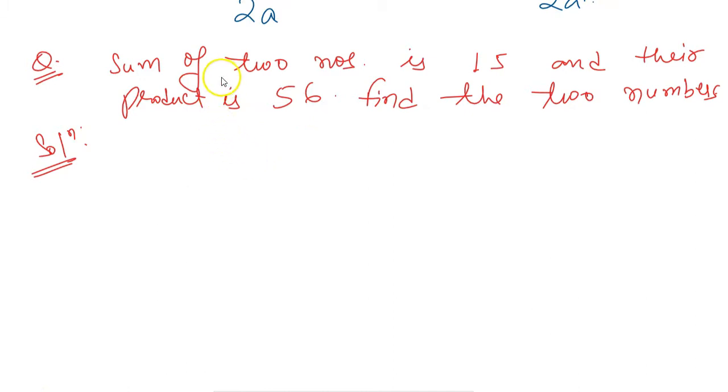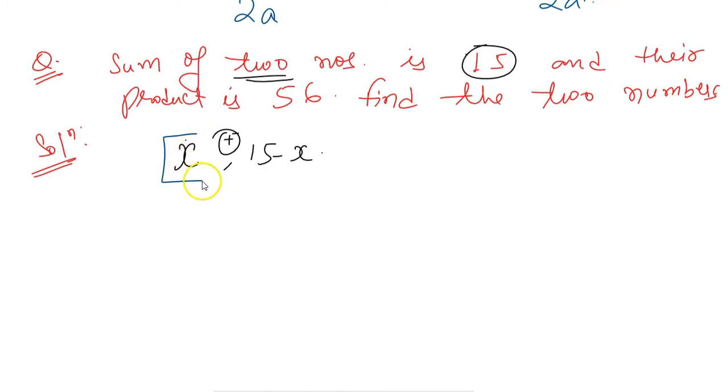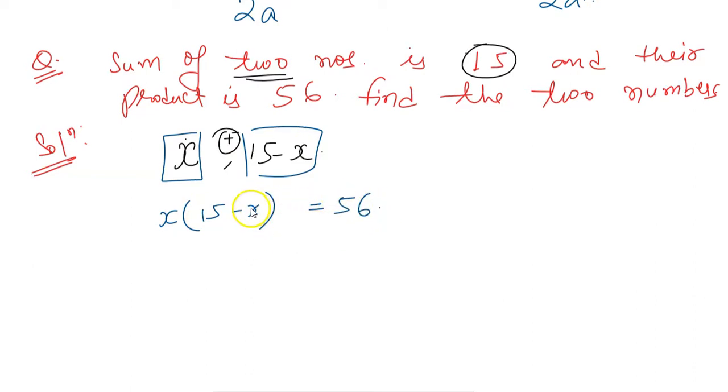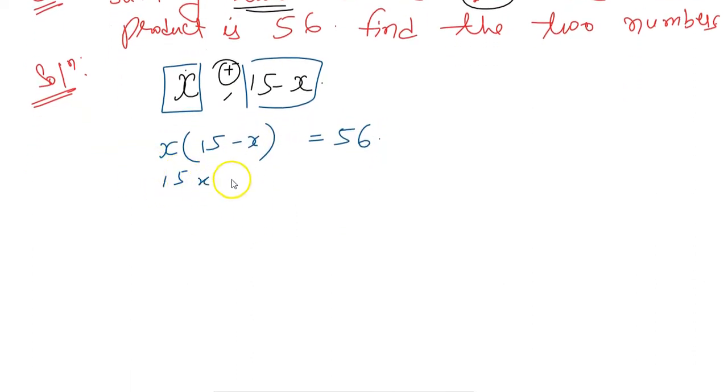First, they are talking about the sum of two numbers. That means we will consider the two numbers to be x and 15 minus x. Now why am I considering x and 15 minus x? Because if I sum them up, the value is 15 as given in the question. And now the two numbers are x and 15 minus x, and their product is 56. So we get 15x minus x square is equal to 56.